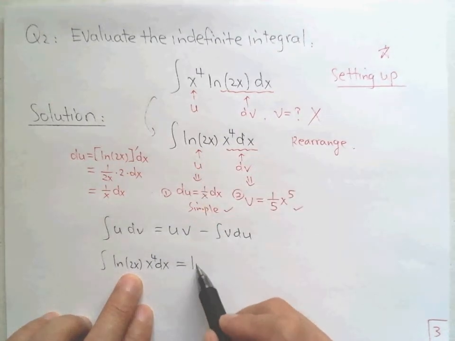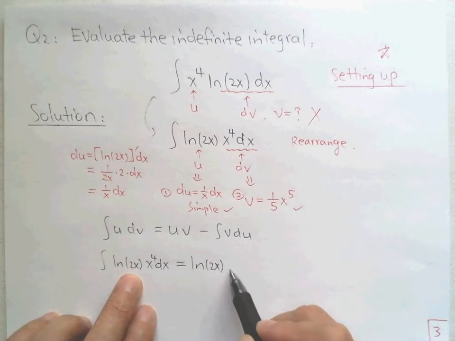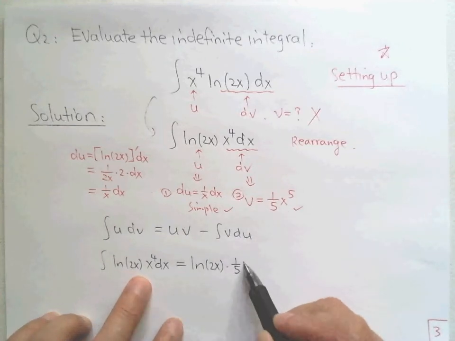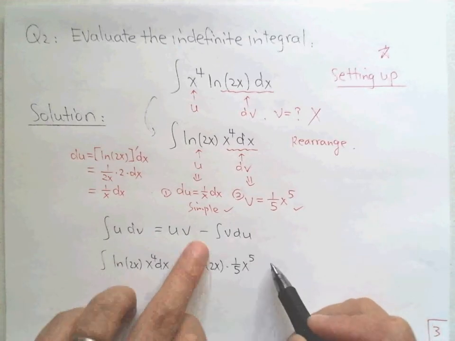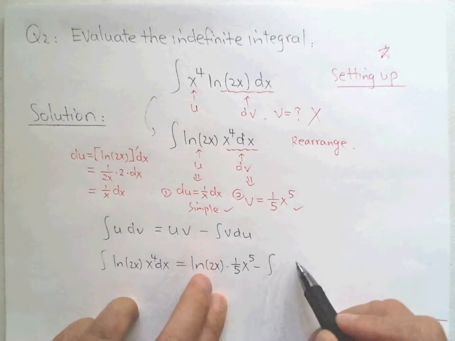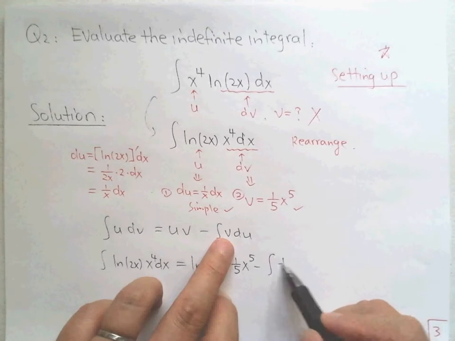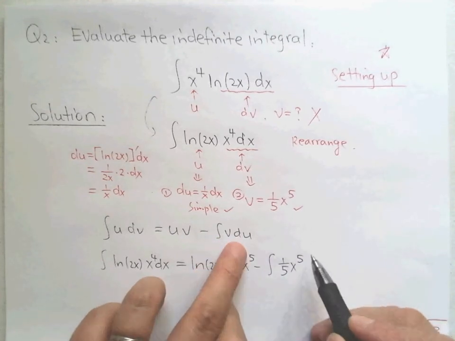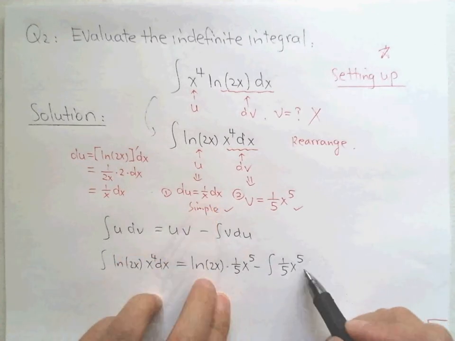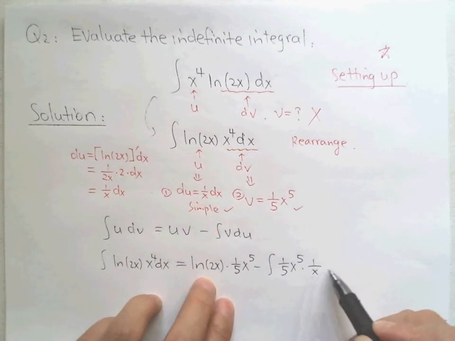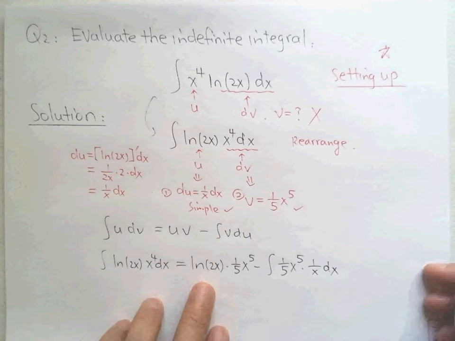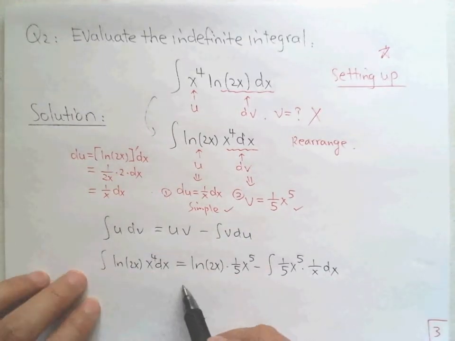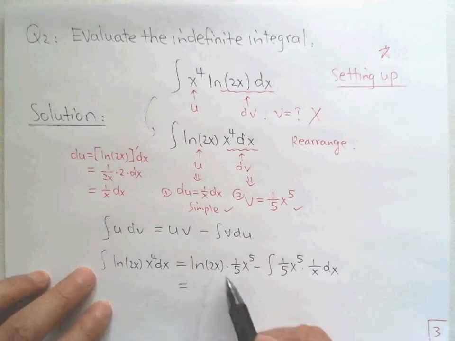Then it equals what? u is ln 2x. What's v? v is here, 1/5 x to the 5th power. Then minus the integral, where v is that, I plug in 1/5 x to the 5th power, then du. What is du? Du is there, 1 out of x dx. See, that's your setting up. Everything is here. Now I just simplify.